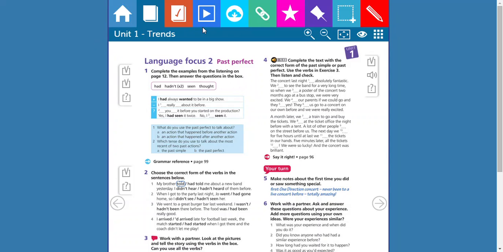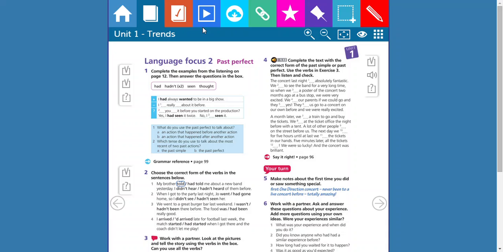Well, class, I did the introduction of the class, so I hope you practice your verbs. Okay, the topic for today is language focus number 2. In this language focus, we are going to see the past perfect.